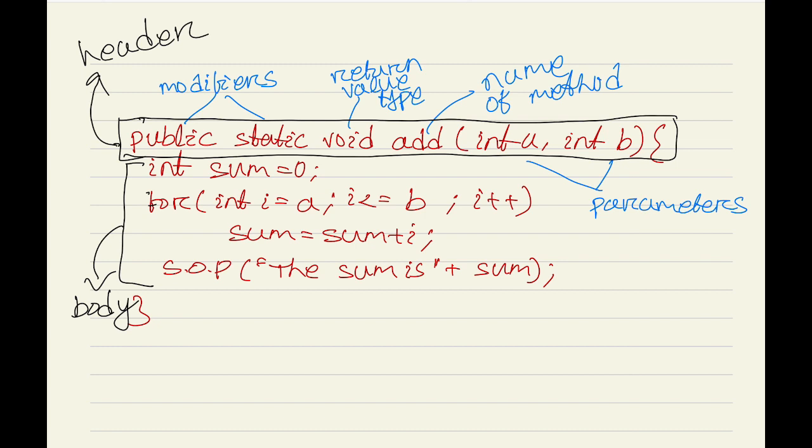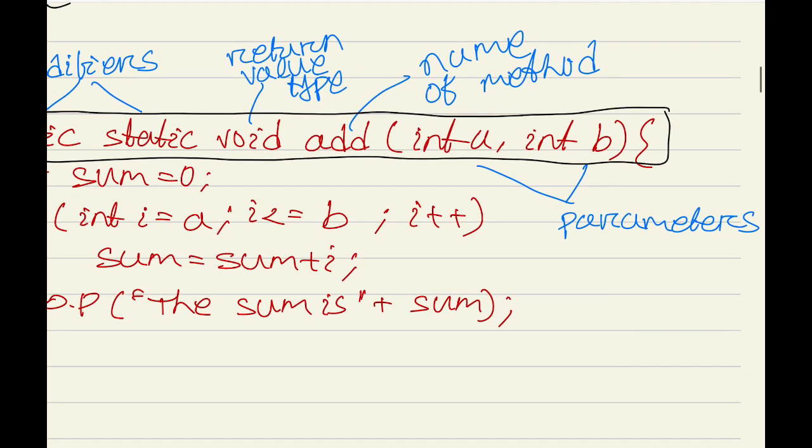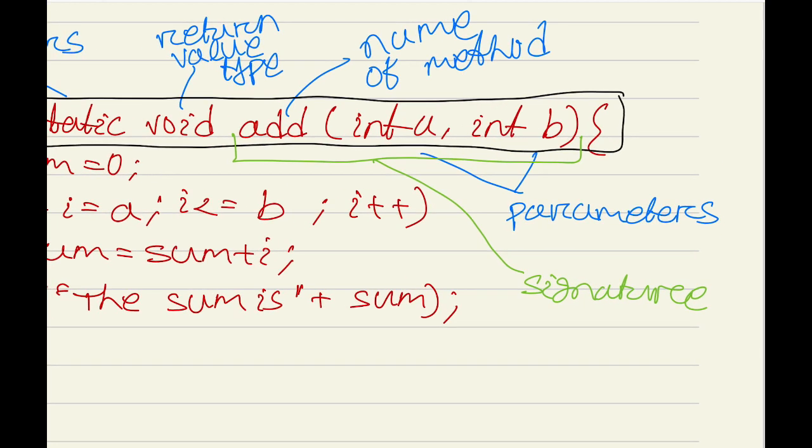Now this method add is going to compute the sum of the integers from a to b and print the value of sum. Now this add and int a int b is called the signature of the method. This part, add and the parameters, is called the signature of the method. Now this int a int b, these are the parameters.